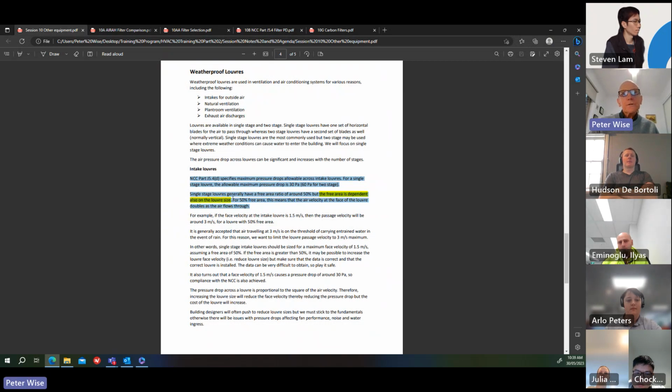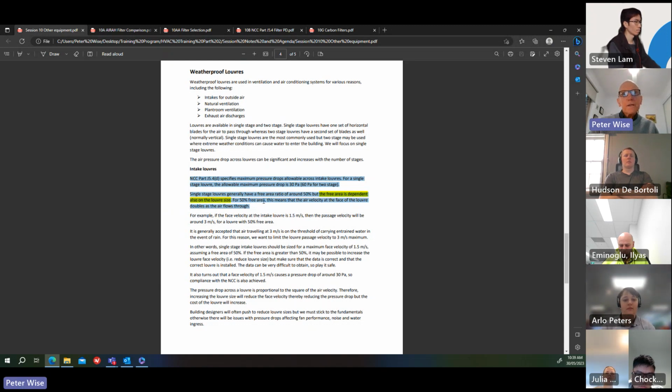Single stage louvers, we say generally have a free area ratio of around 50%. But that's dependent on the size of the louver. So if you're using a small louver, they can be much lower than that. I'll show you some data shortly.